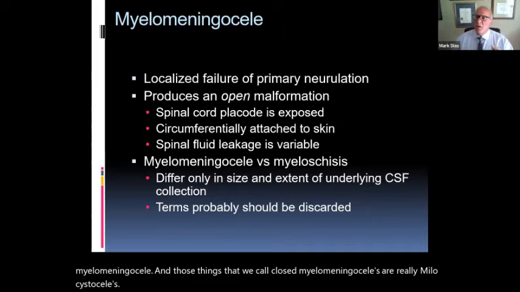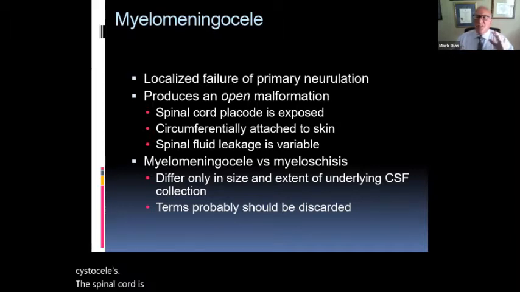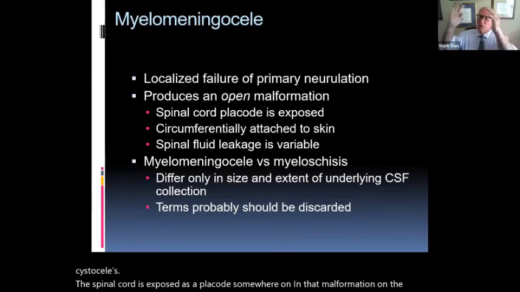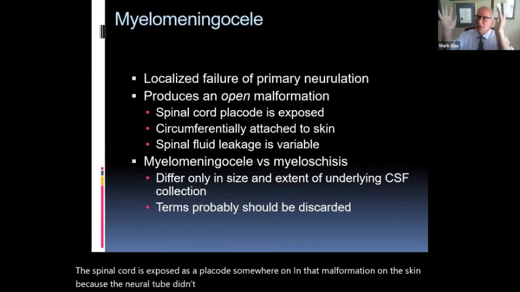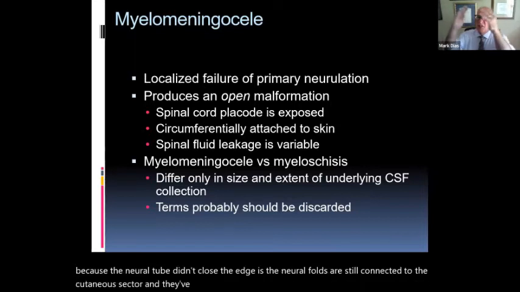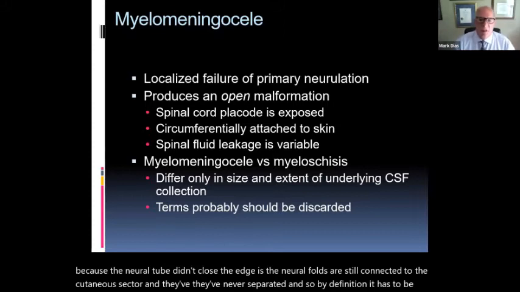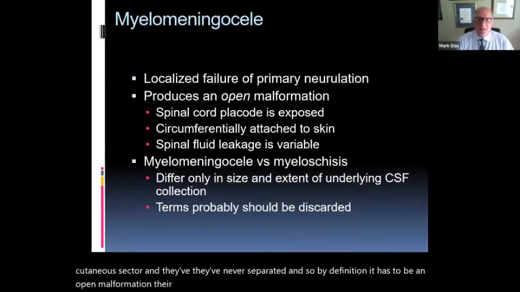The spinal cord is exposed as a placode somewhere on that malformation on the skin, because the neural tube didn't close. The edges, the neural folds, are still connected to the cutaneous ectoderm. They've never separated, and so by definition, it has to be an open malformation. They're circumferentially attached to the skin, and spinal fluid leakage is variable.